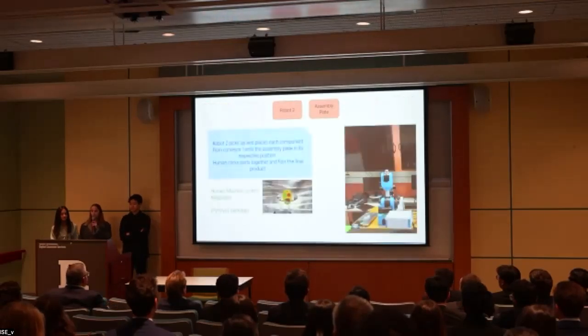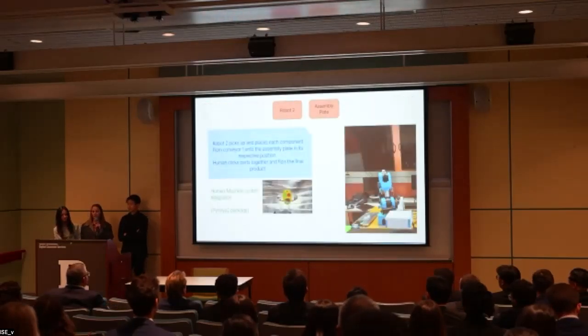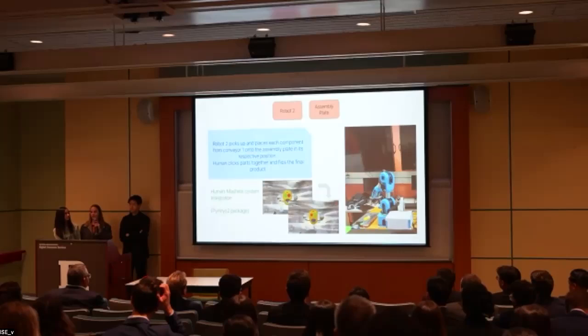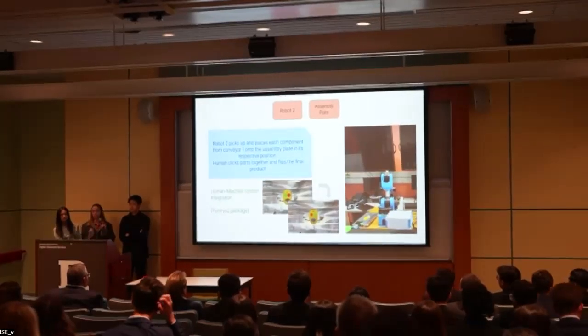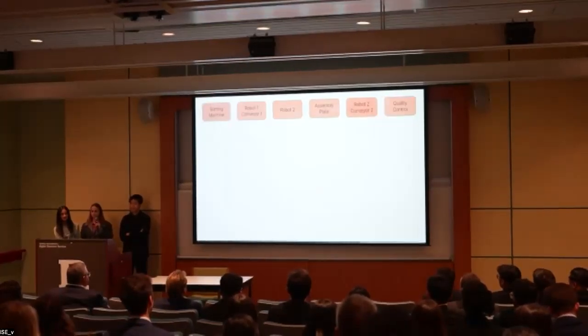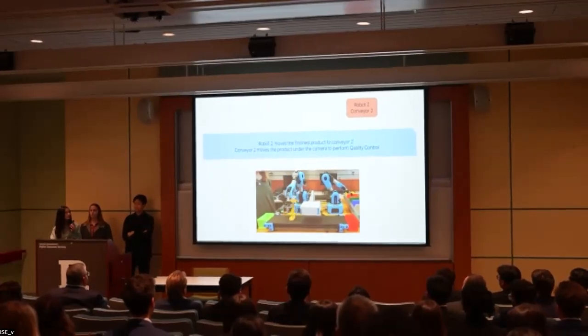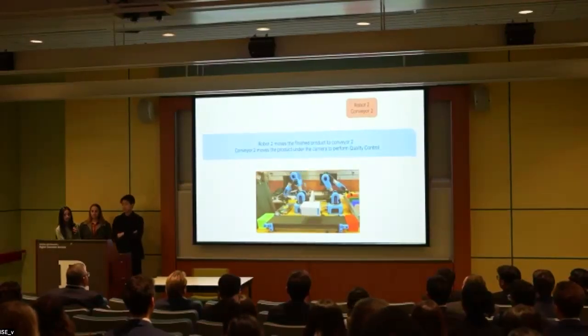After this, robot 2 is responsible for picking up these pieces off of the conveyor belt and placing them in their respective spot in the assembly plate, where the human will then finalize the assembly by, as you saw in the video, hitting it closed and flipping it over. So once the human flips over the part, the second robot will pick it up and then place it onto the second conveyor belt where it'll move underneath the camera.